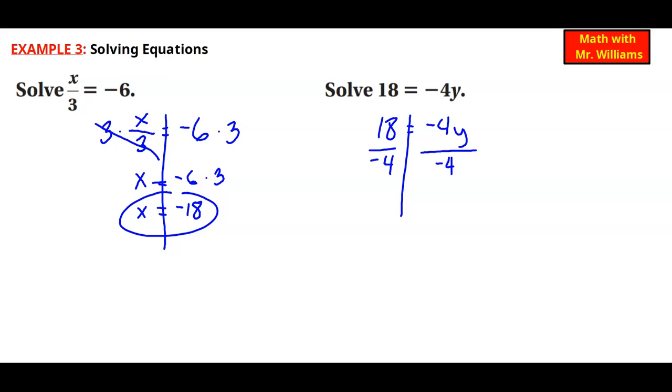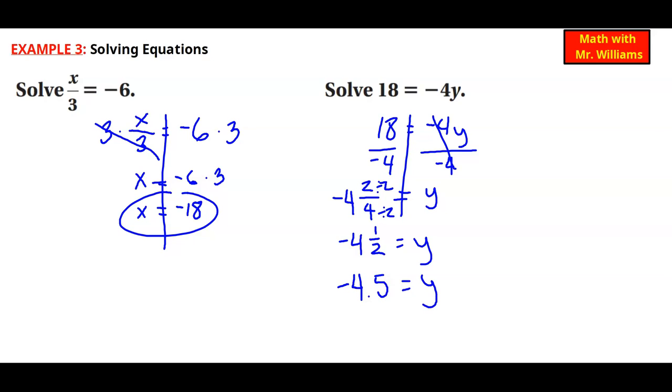When we multiply and divide by the same number, it cancels, leaving me y equals 18 divided by negative 4. Well, 4 goes into 18 4 times. What's left over is 2 out of 4, so I'm going to simplify that. What goes into 2 and 4? 2. So I'm going to divide the top and bottom by 2, leaving me negative 4 and 1/2 equals y. Now I can also simplify that down to a decimal, negative 4.5 equals y, for my final answers.